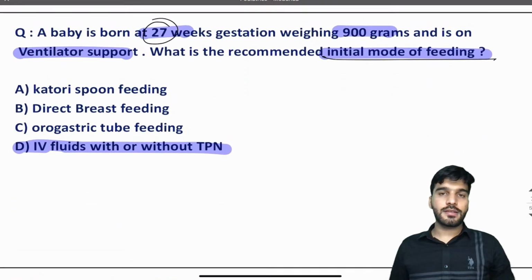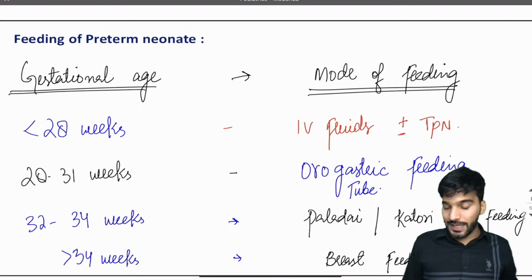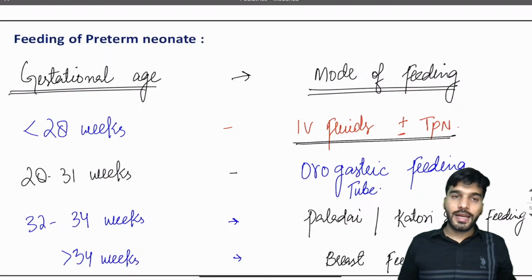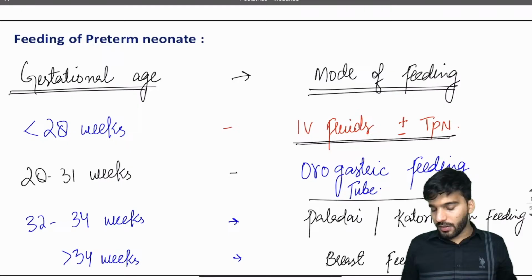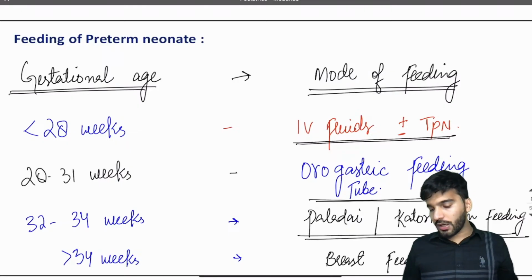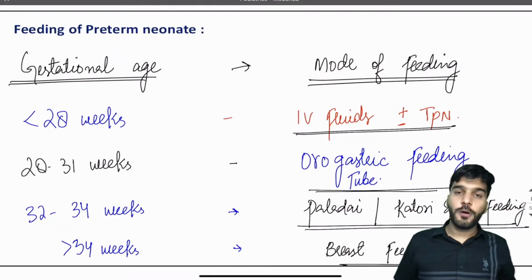Then we further discussed the feed of preterm. Gestational age less than 28 weeks, we give IV fluids and total parenteral nutrition. 28 to 31, we give orogastric or tube feeding. 32 to 34, paladai feeding or katori spoon feeding, and more than 34, you have to go for breastfeeding.